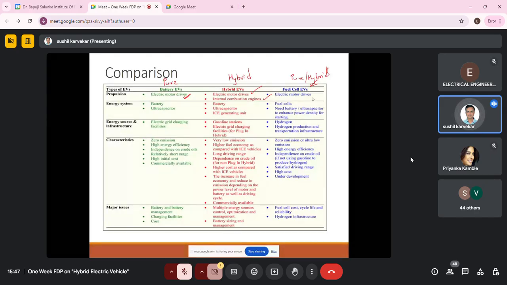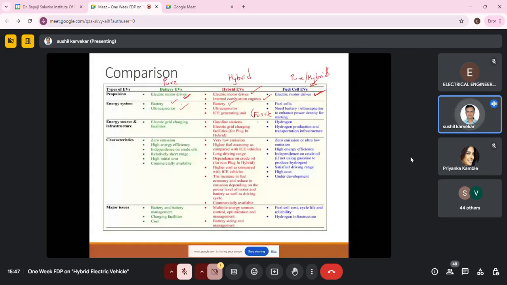Next, if you speak about the fuel cell, then again it's a type of series system. That's why we only find the electric motor drives. The IC engine, if at all it is present, would be used to charge the battery. So that's what we have seen in the block diagram as well. Next, the energy system over here is battery or the ultra capacitor. While if you talk about hybrid EVs, then the power source will be battery, then the fossil fuel.